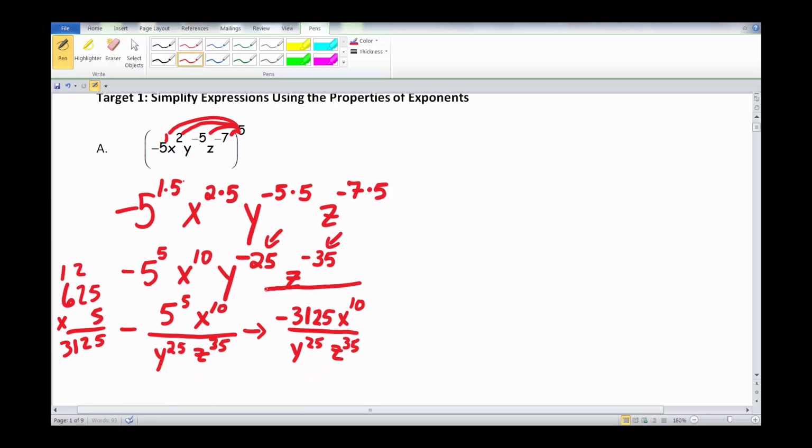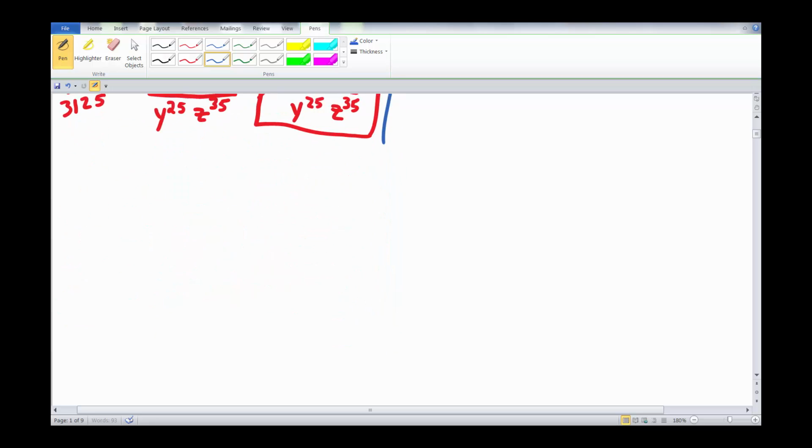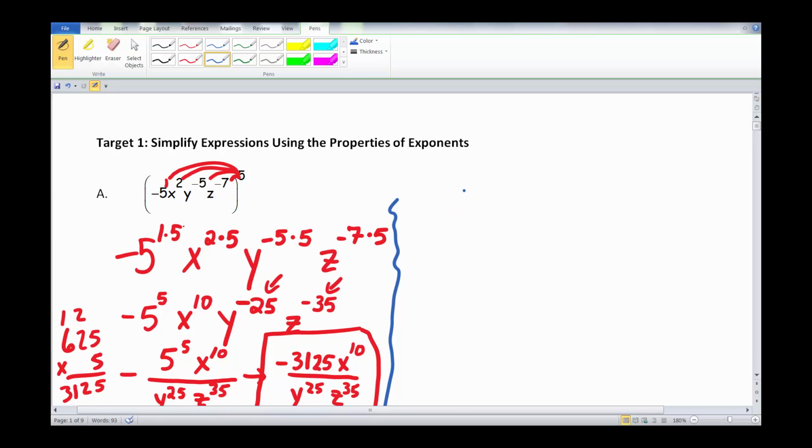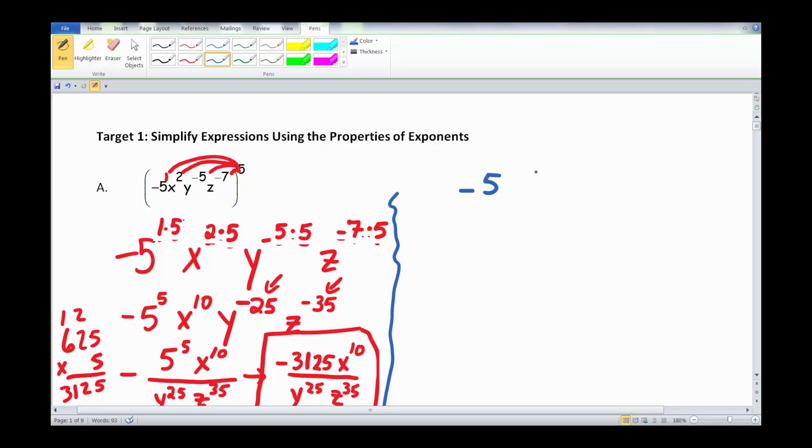So again, that is one method that you could take in solving this one. The other method we've talked about from class is where you just start out by placing the negative exponents where they appropriately belong. So for example, this y raised to the negative 5th and z raised to the negative 7th, we're going to place those on the bottom right away. So when we do that, we end up with negative 5 raised to the first, x raised to the second, all over y raised to the positive 5th, z raised to the positive 7th.